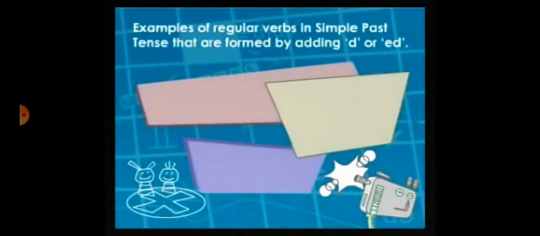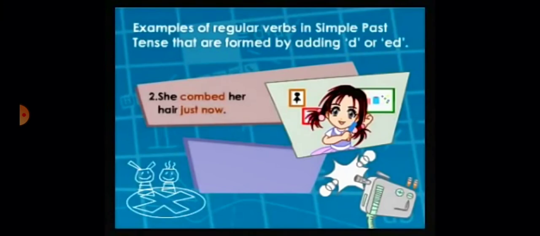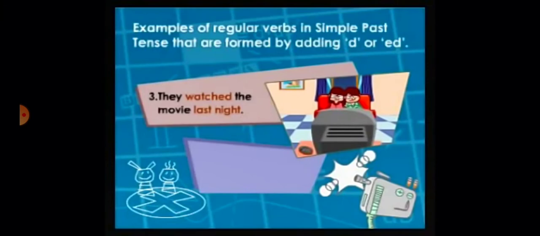Examples of regular verbs in simple past tense that are formed by adding d or ed. So let's see some examples. He talked loudly in the class last week. Talk will become talked. She combed her hair just now. Comb will become combed. They watched the movie last night. Watch will become watched. So in these words we added ed to the end of the verb. So those were regular verbs.